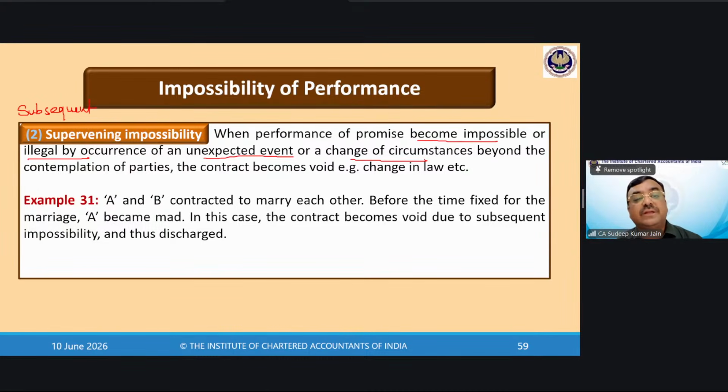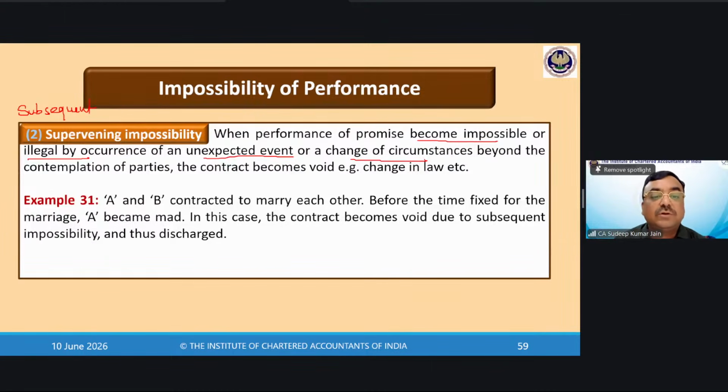See example number 31. A and B contracted to marry each other, but before the time fixed for the marriage, A became mad. Normally people become mad after the marriage, but in this case he became mad before the marriage. The contract becomes void due to subsequent impossibility and is thus discharged.